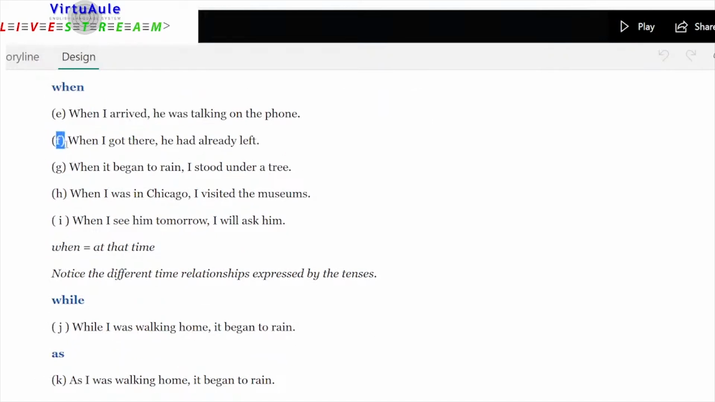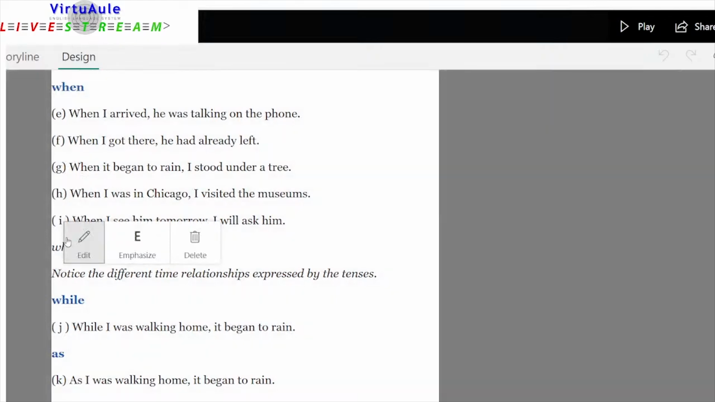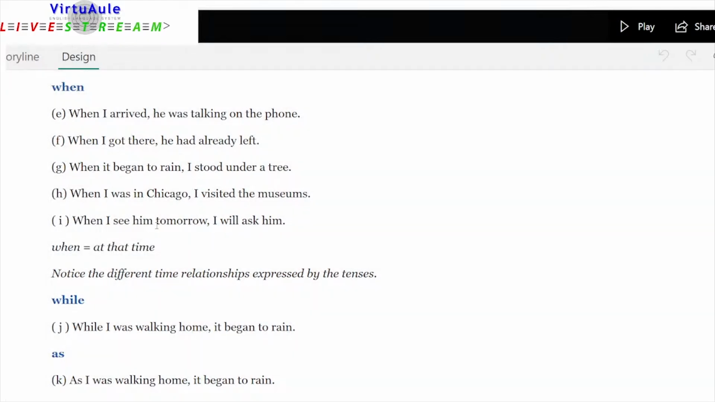F, when I got there, he had already left. When it began to rain, I stood under a tree. When I was in Chicago, I visited the museums. When I see him tomorrow, I will ask him. Okay, when means at that time. Notice the different time relationships expressed by the tenses.